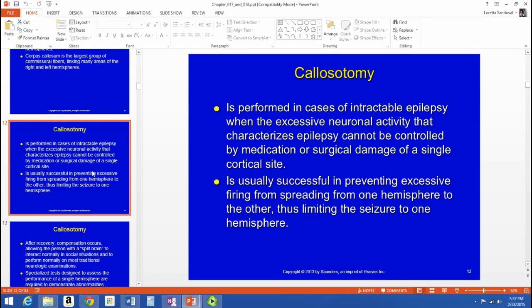I've heard it compared to an electrical storm in your brain. Severing that connection means it can't spread to other areas of the brain, can't spread to the other hemisphere. And they only do this if the epilepsy can't be controlled by medication or by surgically cauterizing a single cortical site. So it's usually successful in preventing that excessive firing and the seizures and preventing it from spreading from one hemisphere to the other. So it limits the seizure to one hemisphere and it's less severe.